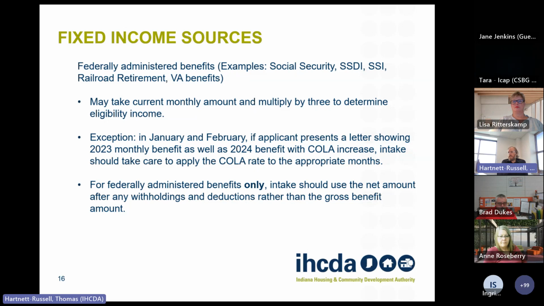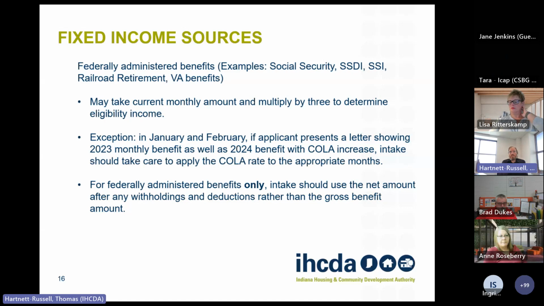There is an exception, and that is in January and February. If the applicant presents a letter showing both the 2023 monthly benefit and the 2024 benefit with the COLA increase, then intake should take care to apply the COLA rate to the appropriate months. That's about using the information provided and making sure the income we're counting is appropriate for the months we are counting it for. Like I said, that would only be in January and February.